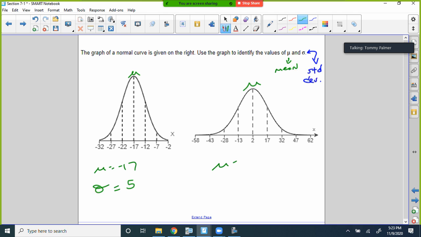All right, now this one, here's the mean. So the mean is 2. What's the standard deviation? 15, right? So this is plus 15, this is plus 15, and this is plus 15, right? And on this side, it is minus 15, right? To get to these points. Okay? Any questions about that? All right.